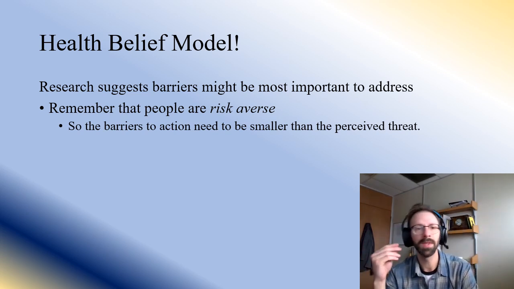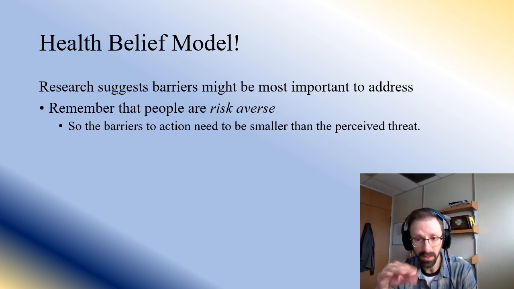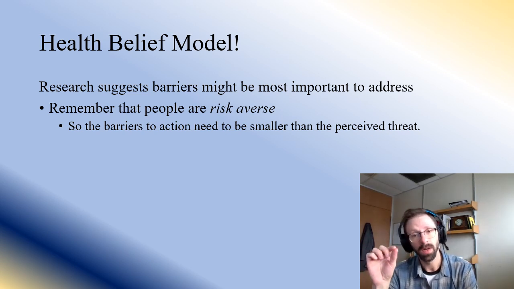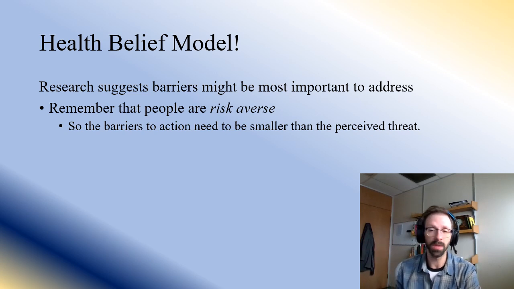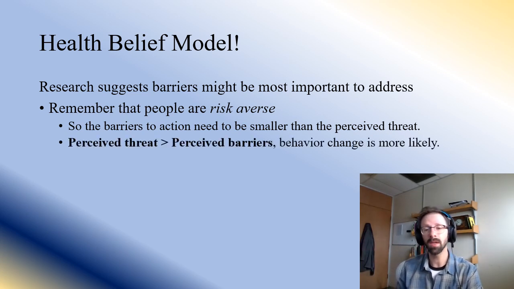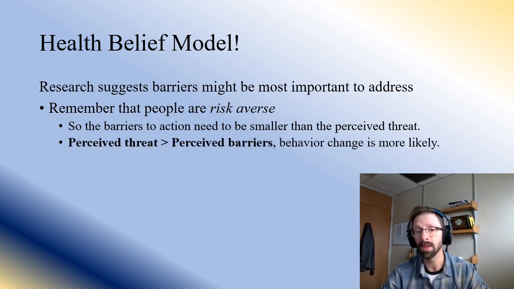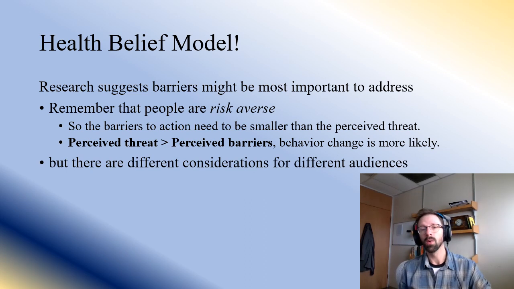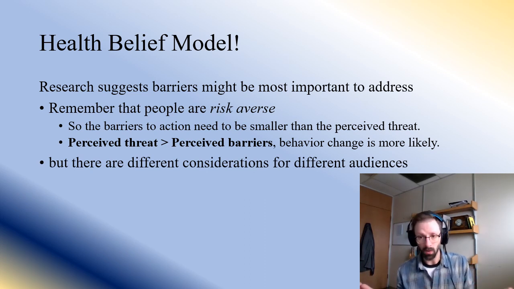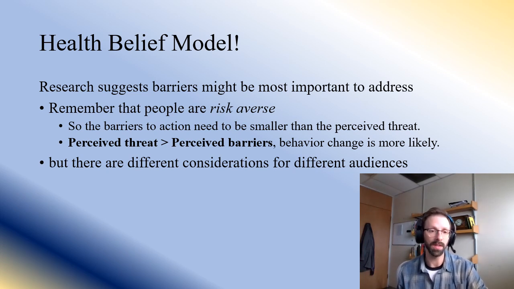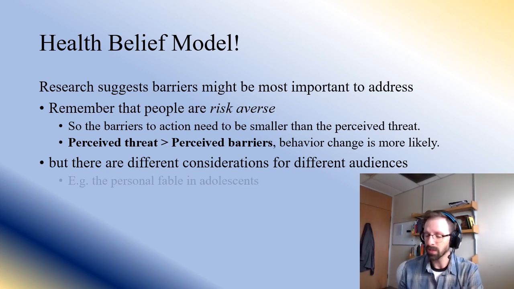We might need to convince them that the barriers to acting, the cost of acting, is going to be smaller than the perceived threat. So that's where some of this logical appeal is going to come in. We have to convince them that the perceived threat is greater than the perceived barriers. Then we're going to more likely maximize a behavior change. So now that's in general, right? That's a general consideration, but there are different considerations for different audiences. The exception to this would be, for instance, adolescents.